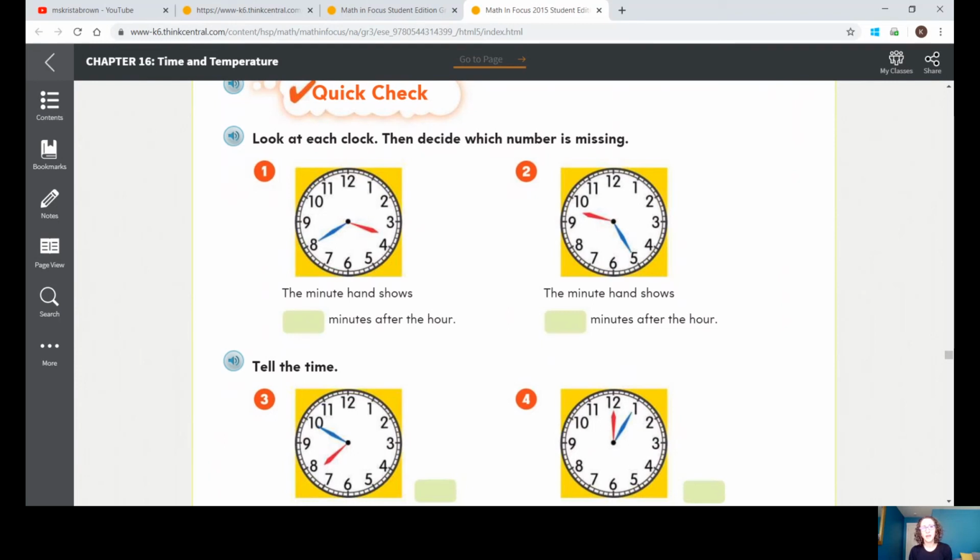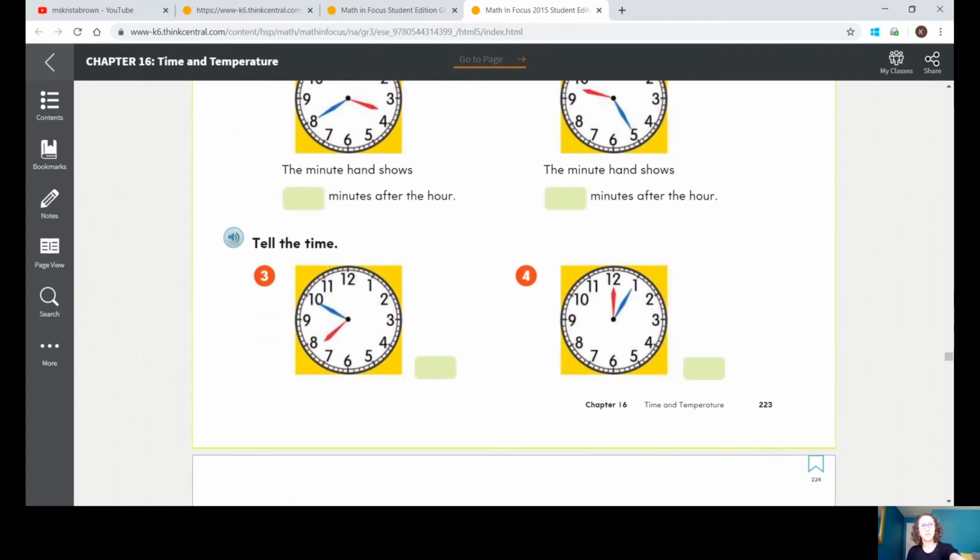Number 2, the minute hand shows blank minutes after the hour. The minute hand shows 25 minutes after the hour. Remember that you can count by fives. So the 1 would be 5, the 2, 10, the 3, 15, the 4 is 20 minutes, and the 5, where the big hand is pointing, is 25 minutes.